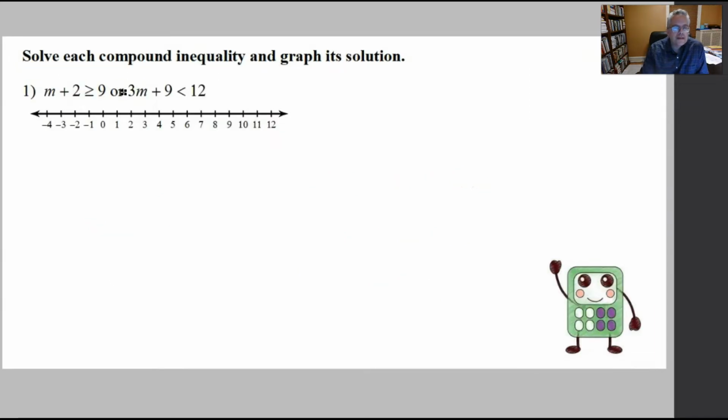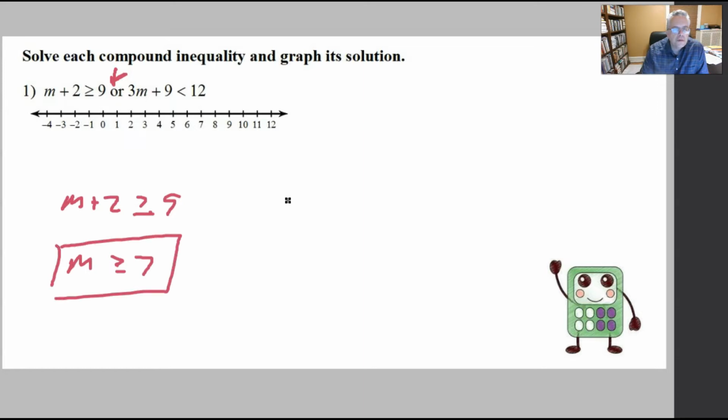All right, one last example. This one features the word or. Pretty much we have to solve them and graph both of them. So m plus 2 is greater than or equal to 9. So if I subtract 2, I get m is greater than or equal to 7. That's my first one. The other one is 3m plus 9 is less than 12. So if I subtract 9, I get 3m is less than 3. If I divide by 3, I get m is less than 1. That's the other one.